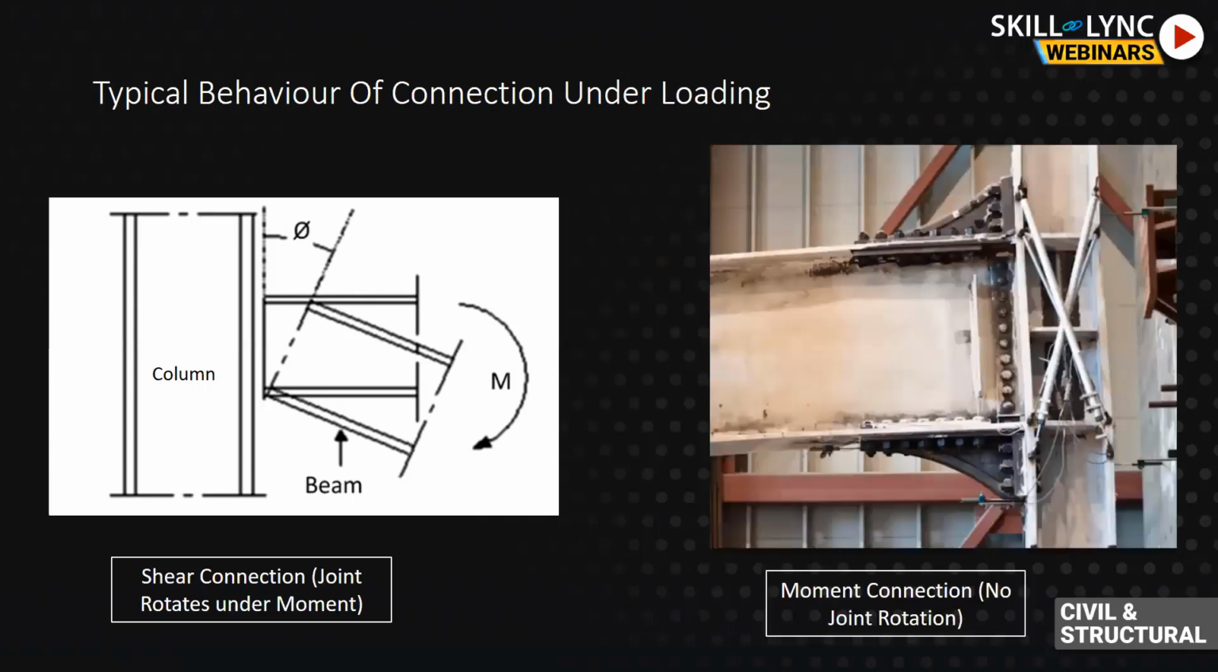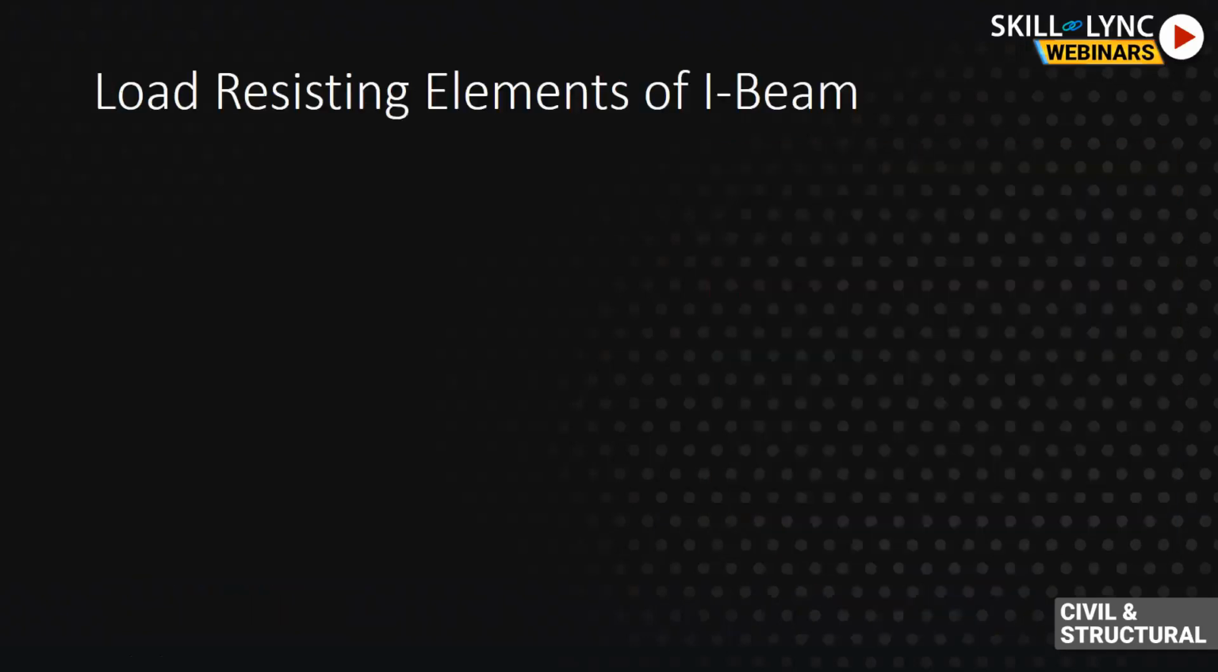When we come to the moment connection, here you can see that under the action of loading, at the beam column junction, the deflected shape is not that prominent. To a certain extent, the beam remains straight, and then the deflected shape starts becoming prominent. So this is the salient feature of the moment connection, that under the action of loading, it does not allow the joint to rotate.